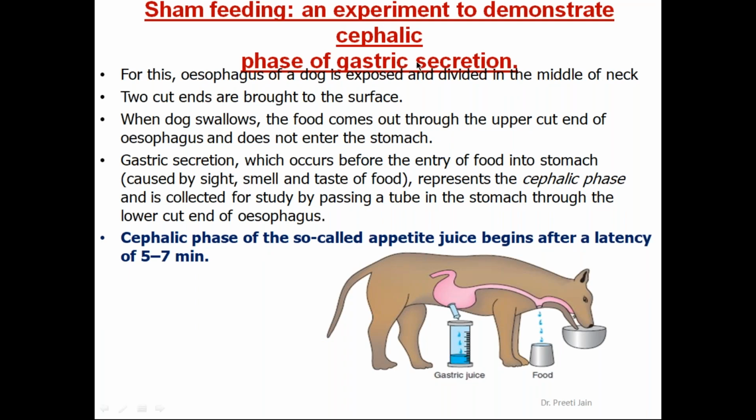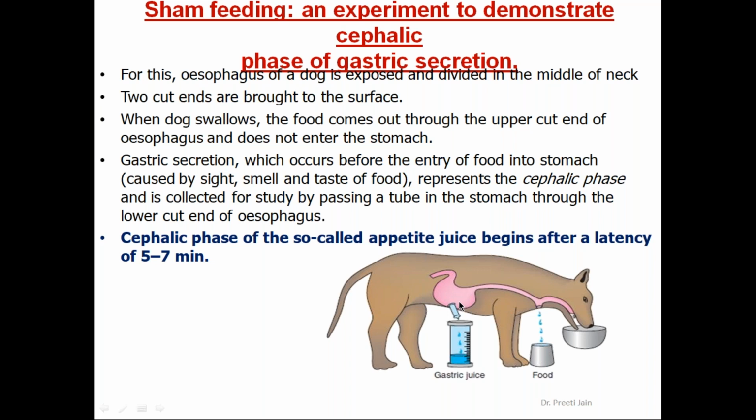कैसे प्रूव कर सकते हो cephalic phase को? Sham feeding के through. Sham feeding was done in dogs. In this, what has been done is that the esophagus of the dog was exposed. It was divided in the middle of neck, and then 2 cut ends were brought to the surface. ठीक? जब dog को खाना दिया, when the dog was swallowing food, it was coming out through the cut end of the esophagus, right?